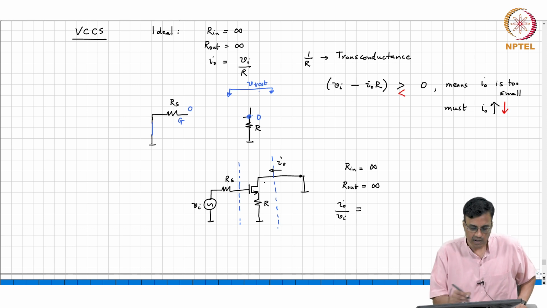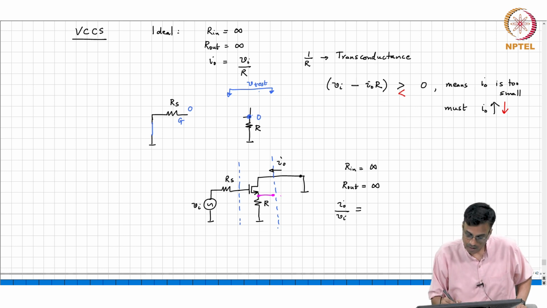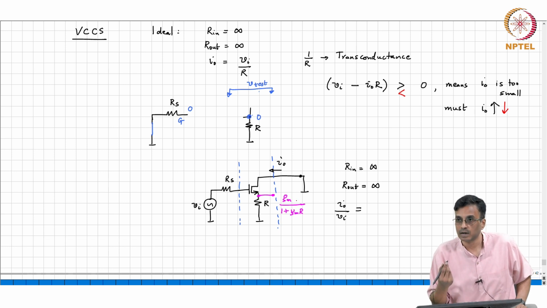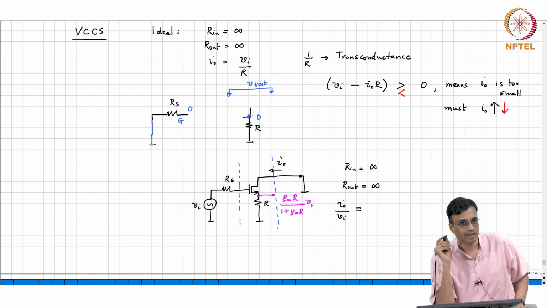What is the incremental voltage at the source? This does not require any new analysis, we have already done it before. What is it? Gm by? Hey, this does not even have dimensions of voltage. It is GmR by 1 plus GmR times Vi.